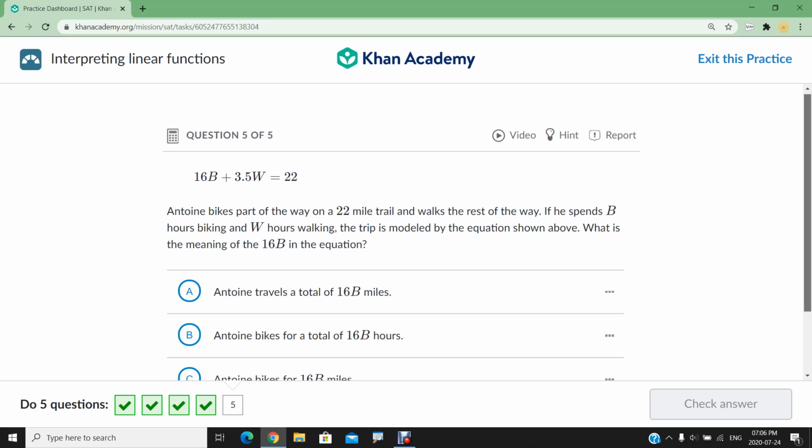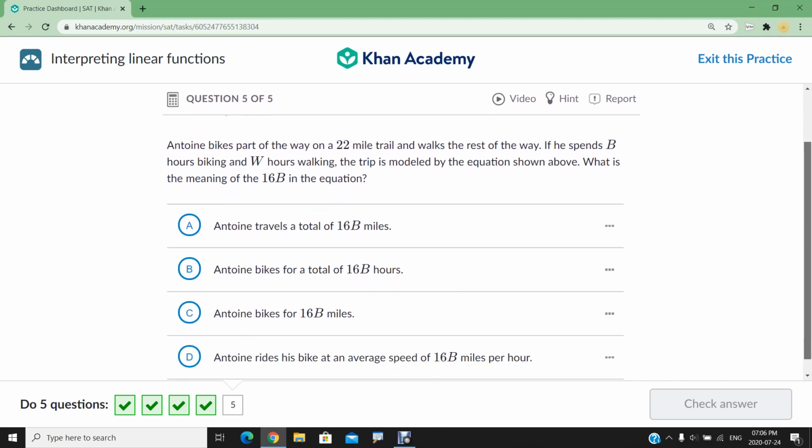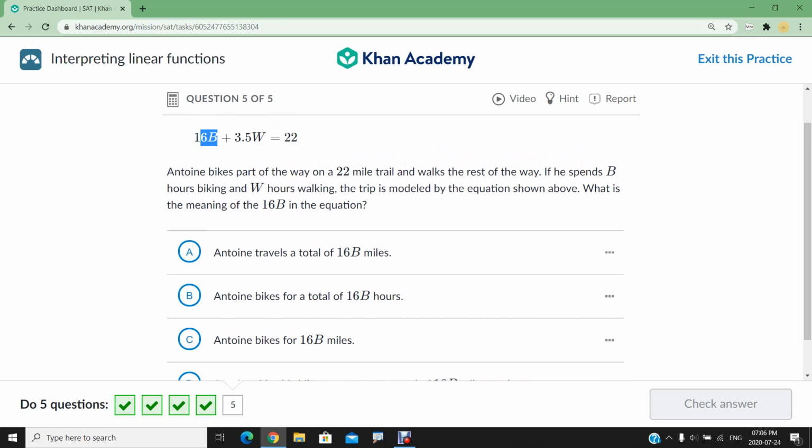Next, question 5. Antony, I don't know how to pronounce that. Antony bikes part of the way on a 22-mile trail and walks the rest of the way. If he spends B hours biking and W hours walking, the trip is modeled by the equation shown above. What is the meaning of 16b in the equation? So the equation here says that he bikes part of the 22-mile trail and walks the rest of the way.